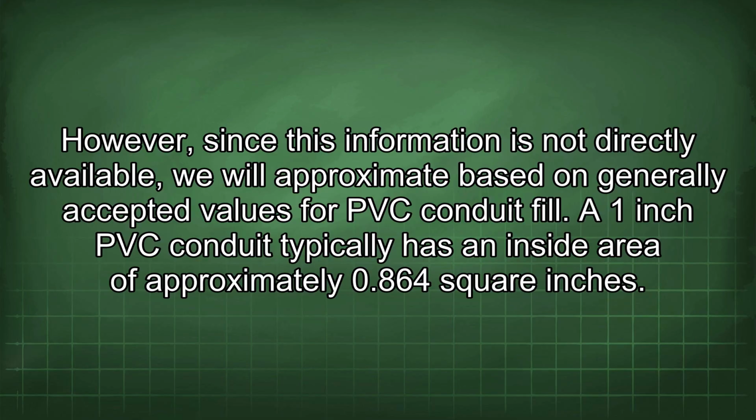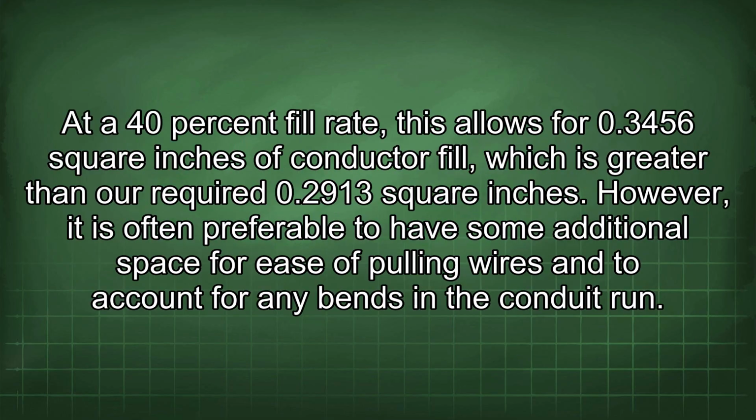A 1-inch PVC conduit typically has an inside area of approximately 0.864 square inches. At a 40% fill rate, this allows for 0.3456 square inches of conductor fill, which is greater than our required 0.2913 square inches. However, it is often preferable to have some additional space for ease of pulling wires and to account for any bends in the conduit run.